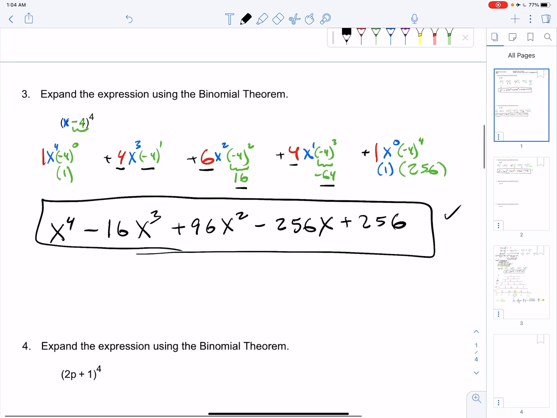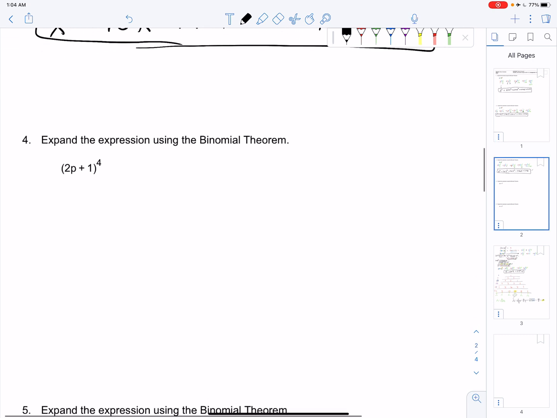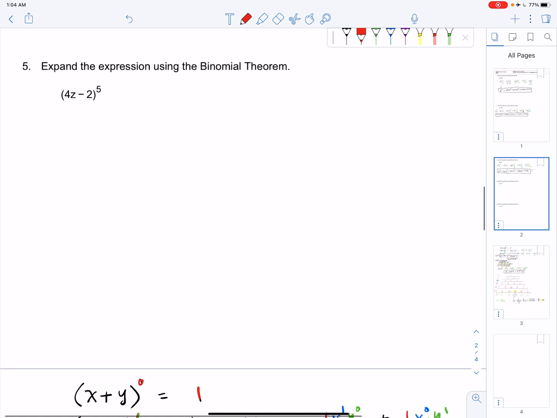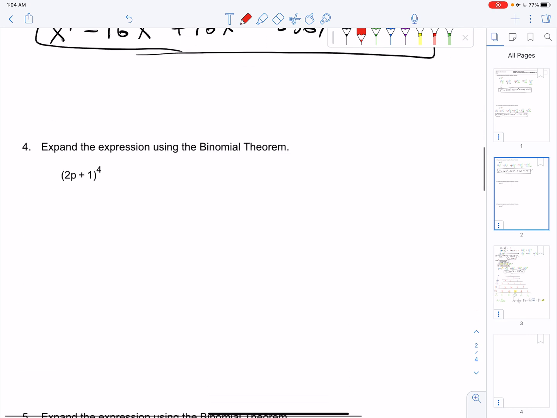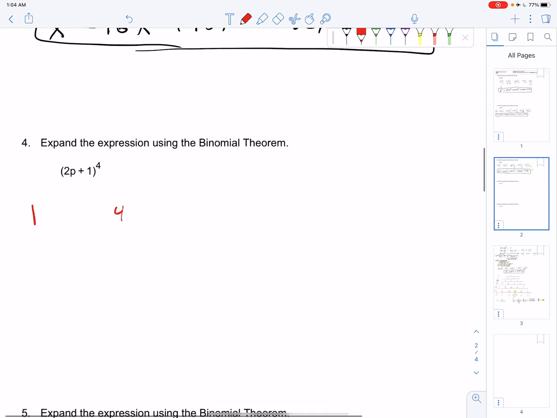Done. Number 4. Okay, so now we have a variable with a coefficient with it, but it's still the same procedure. The very first thing you want to do is look up those coefficients. And there they are right there for the 4th. It's 1, 4, 6, 4, 1. Of course, we separate with plus.